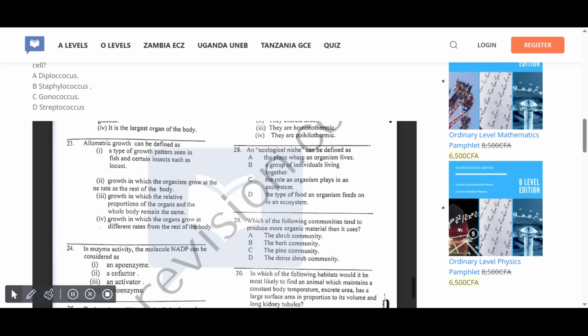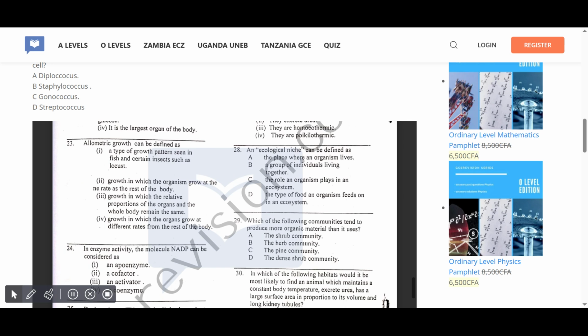Question 29. Which of the following communities tend to produce more organic material than it uses? The answer is B. The herb community.